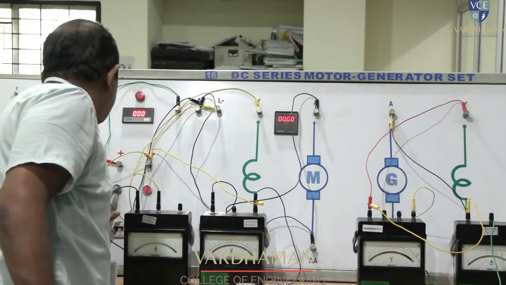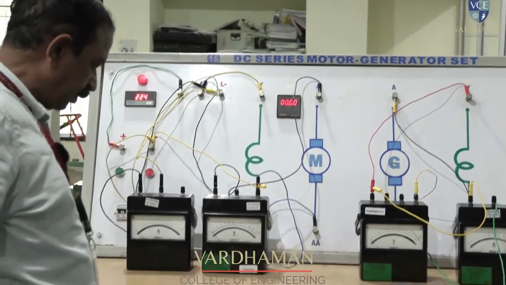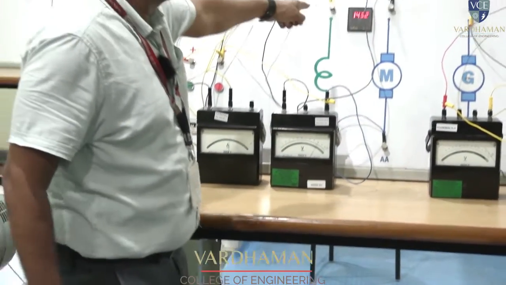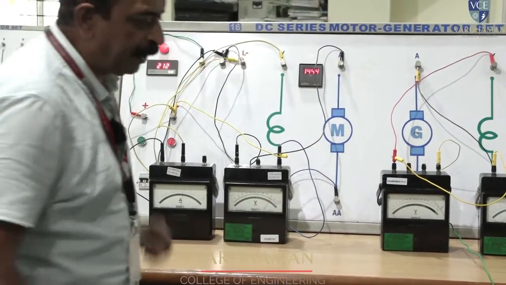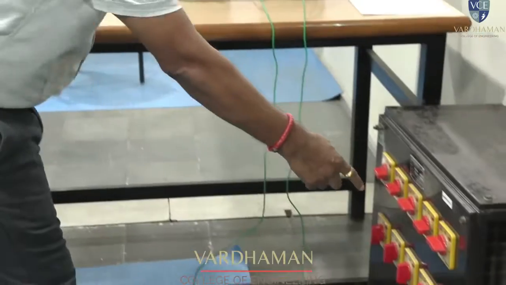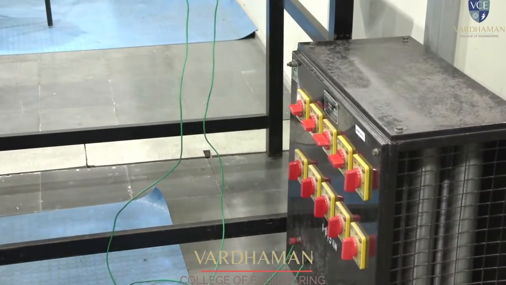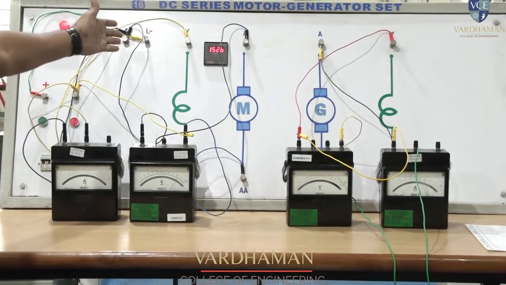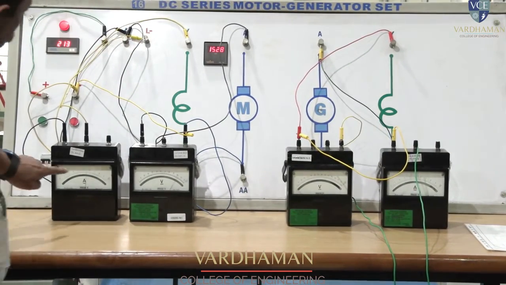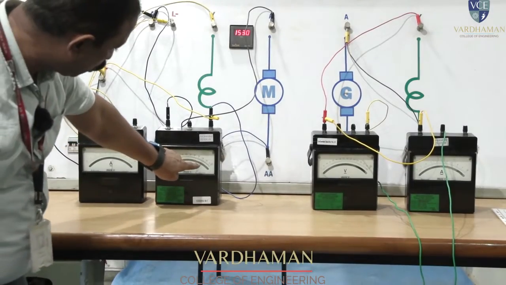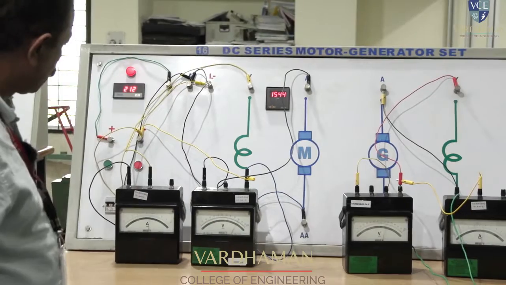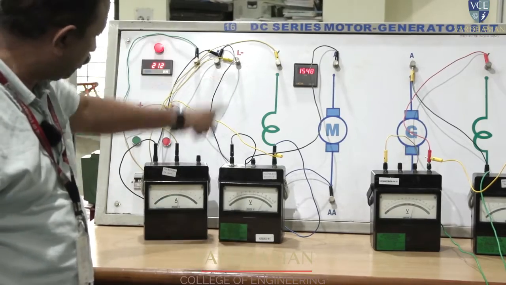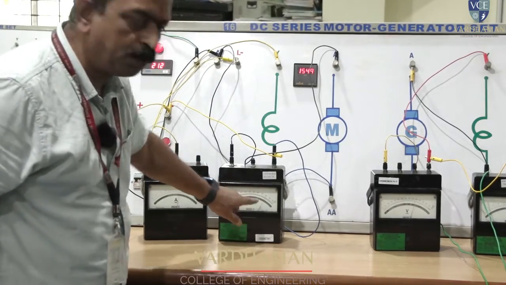Now let us switch on the power supply and operate the starter. Now the motor is rotating at 1435. Let us decrease one load to adjust the speed to the rated speed. Now it is rotating at the rated speed, 1500. The voltmeter is showing 220. The ammeter reading is the current drawn by the motor, and this is the voltage given to the input.